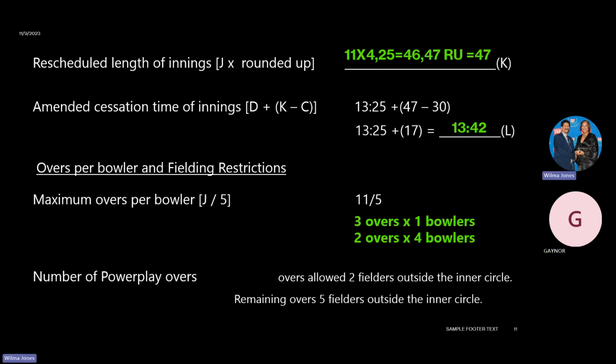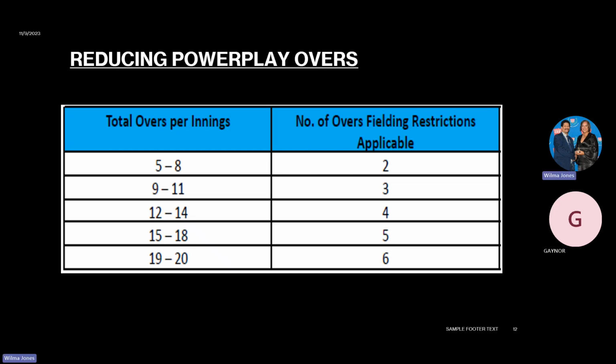Right. The number of power play overs. The first 3 overs will be allowed 2 fielders outside the inner circle, and in the remaining overs, 5 fielders outside the inner circle. If I just give you a reminder again, this is a table that you will find in the Western Province Cricket Association's playing conditions, which shows the reduced overs. Normally 19 to 20 will be 6, which is normal power plays, 15 to 18, 5, 12 to 14, 4, 9 to 11, 3, and 5 to 8, 2.